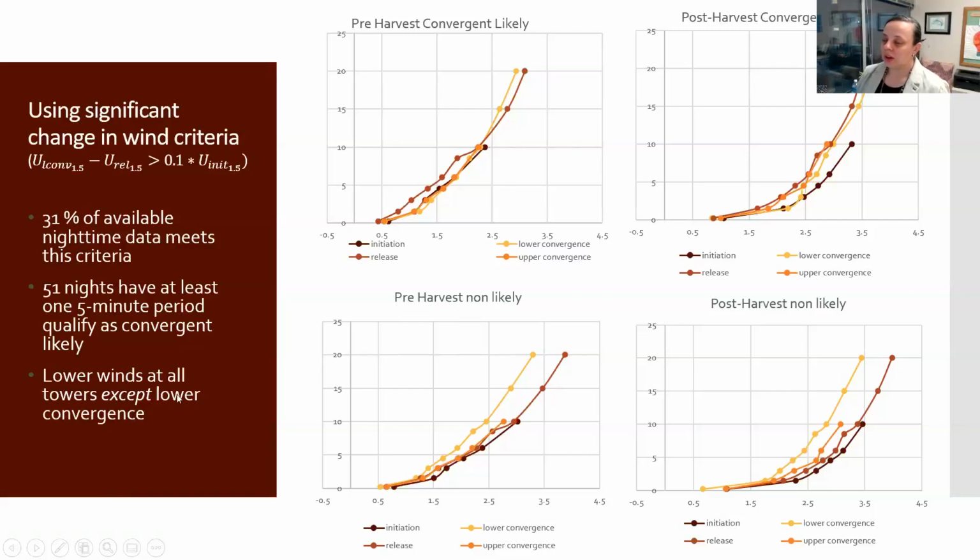One thing I'm not showing here is that when we look at the whole data set, flagged for likeliness and not flagged for likeliness, every place experiences slower winds except the lower convergence tower versus normal conditions. So as expected, these convergent conditions only set up in very light wind conditions. So the next step is to start identifying what that threshold wind speed is.